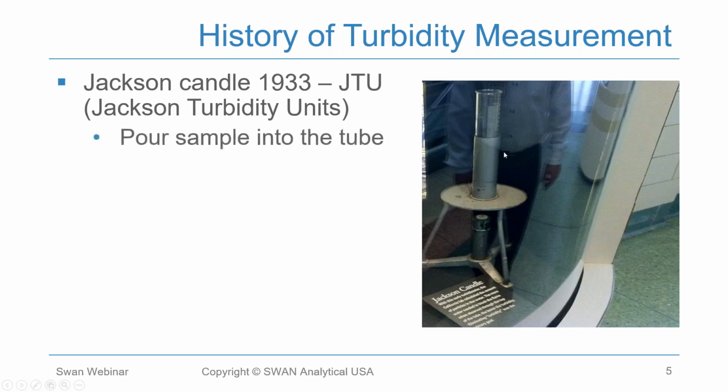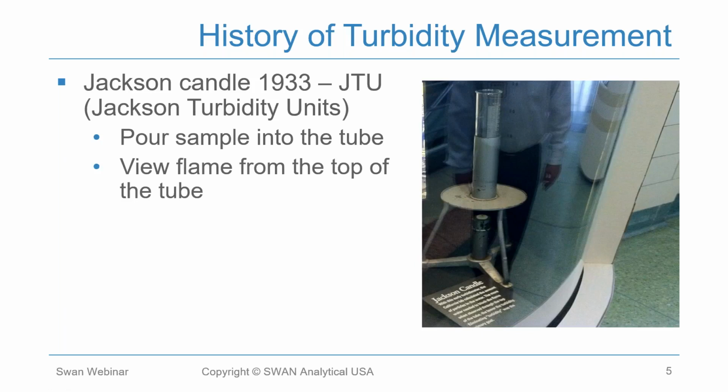But basically, a water sample was poured into the top of the tube. The candle was lit on the bottom until the visual image of the candle flame viewed from the top of the tube is diffused to a uniform glow. When the intensity of the light scattered equals that of the transmitted light, the image disappears. And then the depth of the sample in the tube is read. You can see there are markings on here. When the water sample is at that level, you take that reading and compare it to a ppm silica scale, and that gave you your Jackson turbidity units.